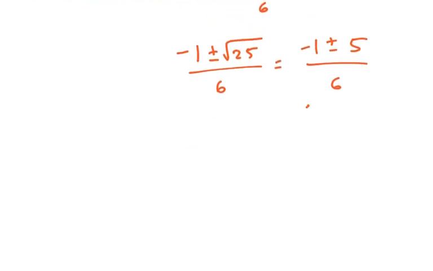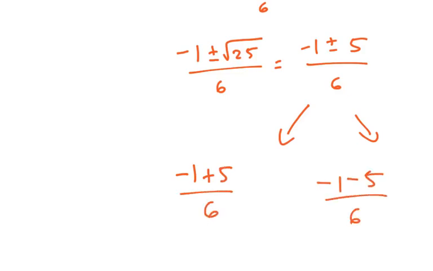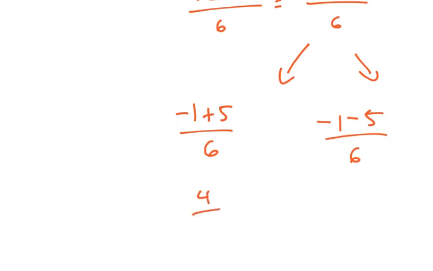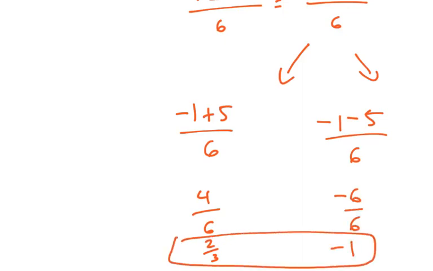And this will break down into two situations. We'll have negative 1 plus 5 over 6 and negative 1 minus 5 over 6, which breaks down to 4 over 6, which is 2/3. And this side breaks down to negative 6 over 6, which is negative 1. And so these are my answers.